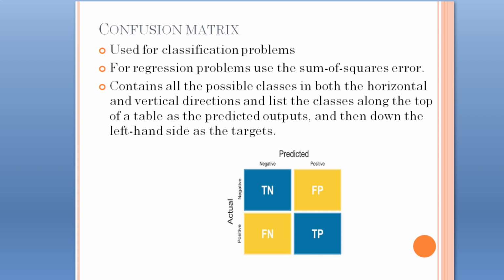For regression problems, things are more complicated because the results are continuous, and so the most common thing we use is sum of square error.